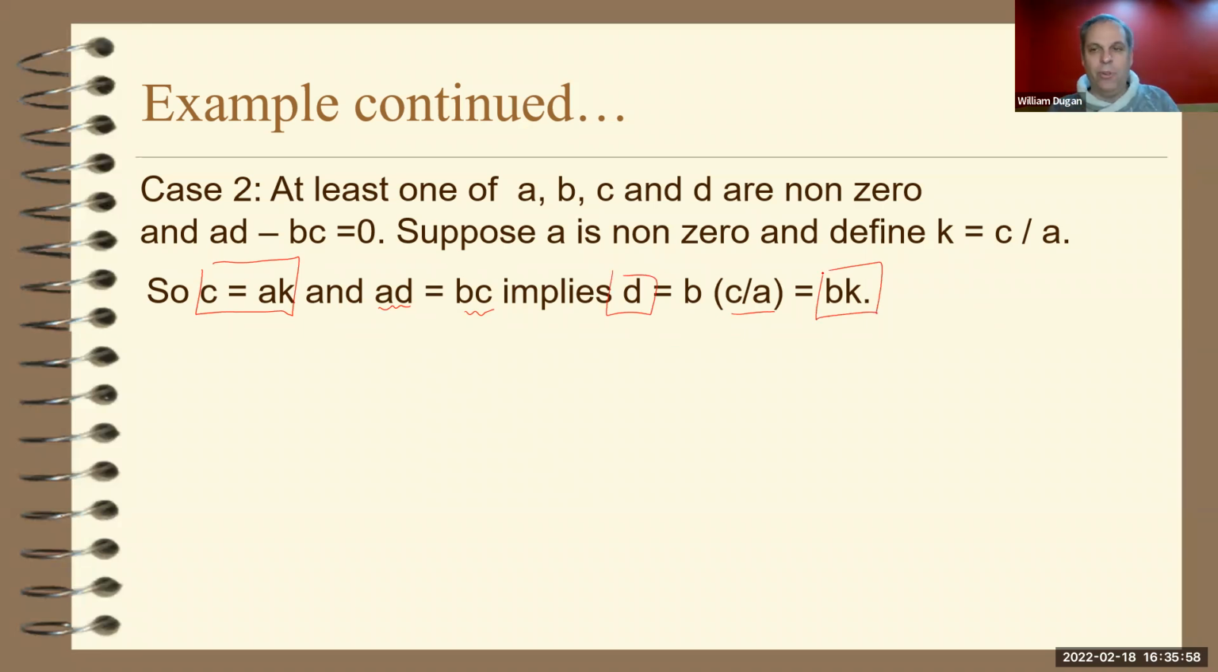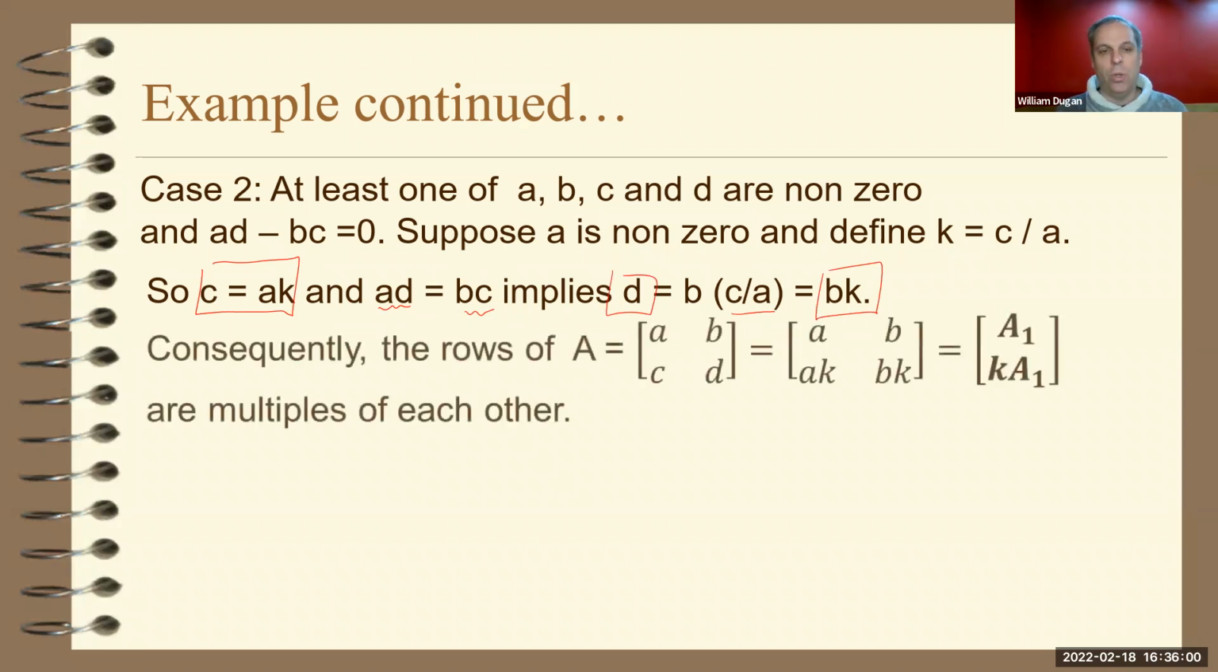They are multiples of each other. Go look at the matrix then. If you go back to the matrix A, just replace C and D with what they're equal to. Notice that means that the second row is K times the first. So the first row and the second row are actually multiples of each other, in the case where I assume that the determinant is 0 and A is not 0.